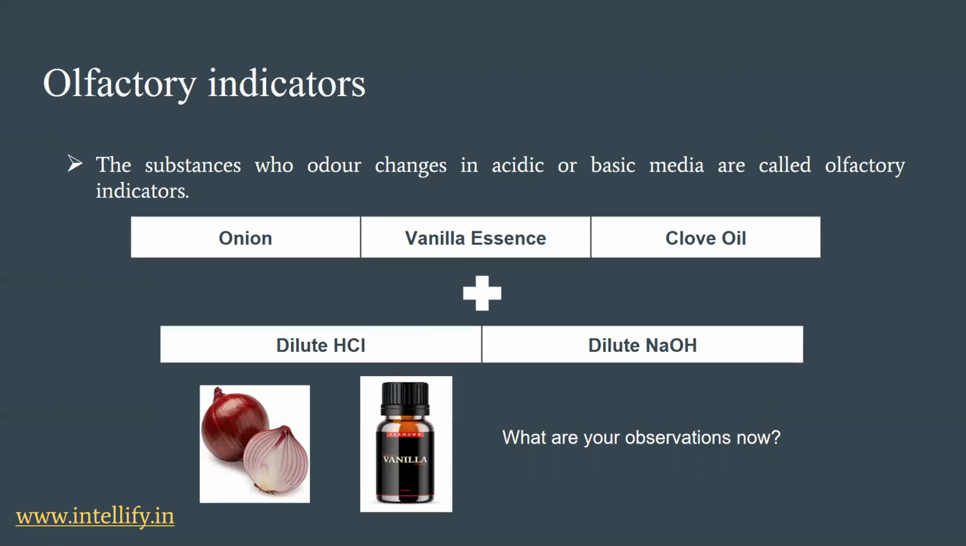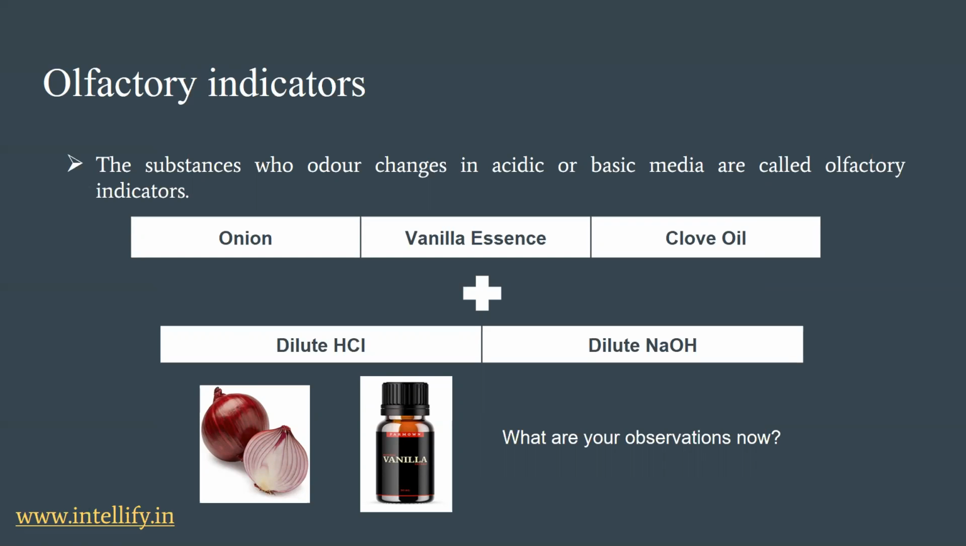There is one more type of indicator called olfactory indicators. The substances whose odor changes in acidic or basic media are called olfactory indicators. When you use these indicators to test an acid or base, they show you the change not by means of color but by means of odor. Let us do some experiments on the same.